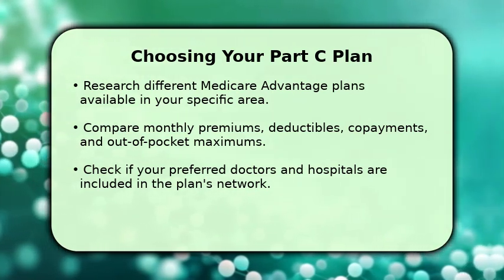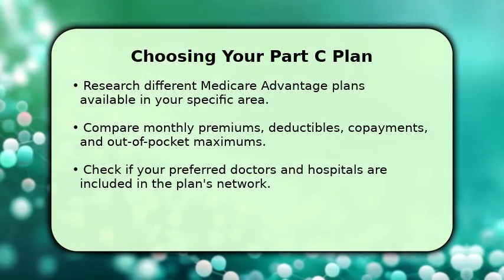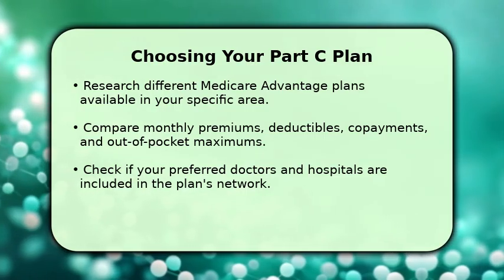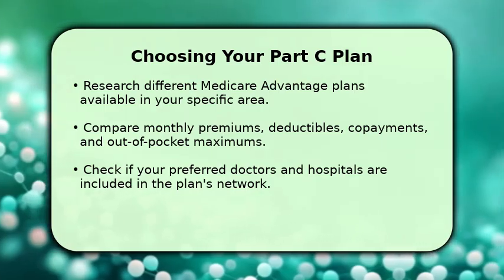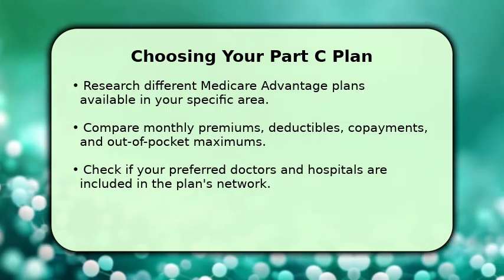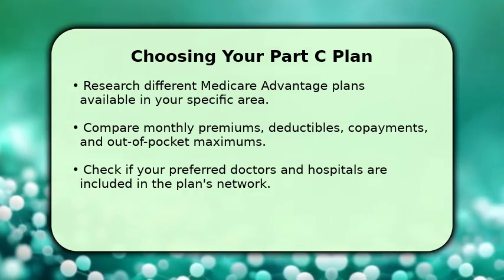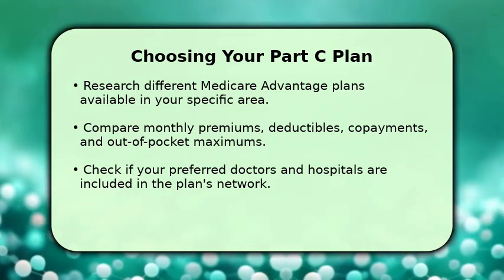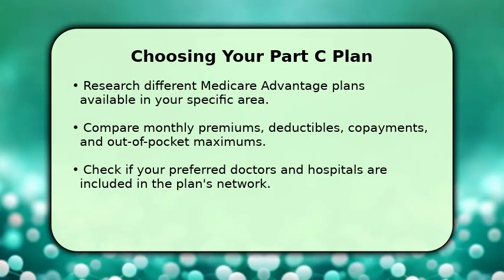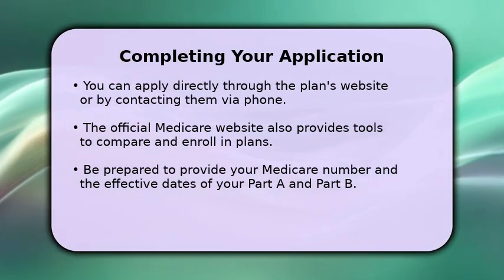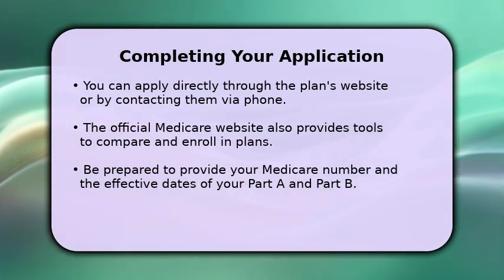Choosing the right Medicare Part C plan involves careful consideration of your healthcare needs. Begin by researching the various plans offered in your area, comparing their costs, such as monthly premiums and deductibles. It is crucial to verify if your current doctors and hospitals are part of the plan's network. Also, look at the extra benefits provided, like dental, vision, or fitness programs, to find a plan that truly enhances your overall health coverage.